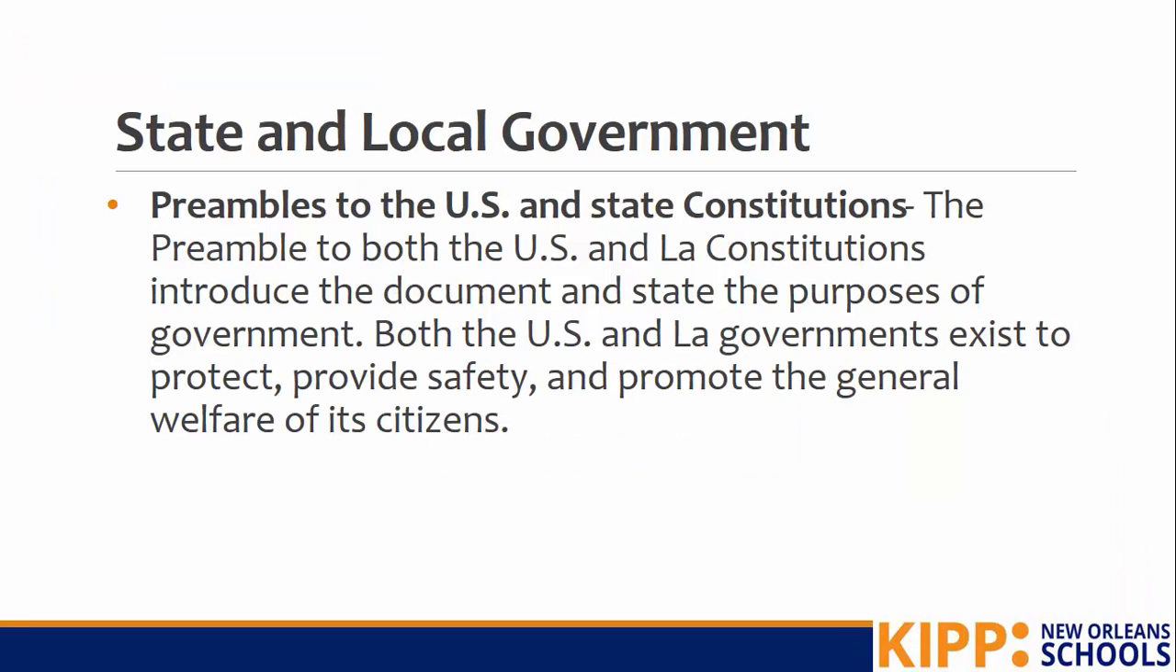So a little bit about the preambles. The preamble to both the United States and Louisiana constitutions introduce the document, and they state the purpose of government. Both the US and the Louisiana governments exist to protect, provide safety, and promote the general welfare of its citizens. It's important to note that both the national and state constitutions and their preambles were written by citizens for citizens. And again, the goal of government, according to these preambles, is that they're going to protect their citizens.